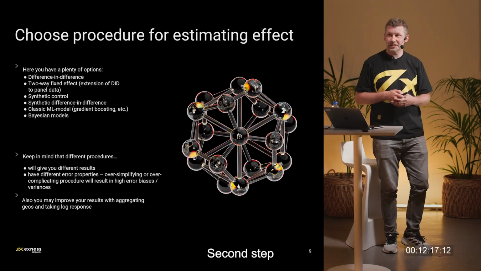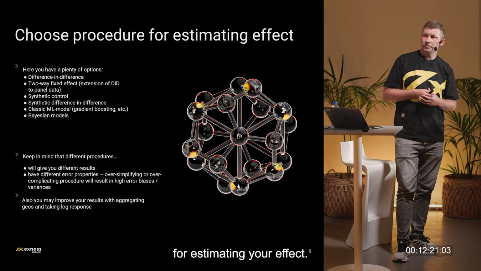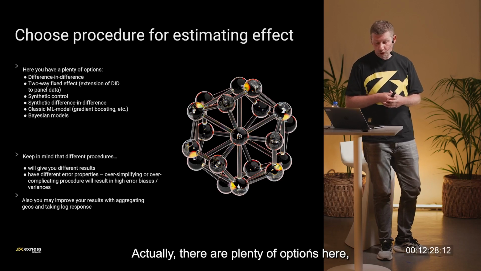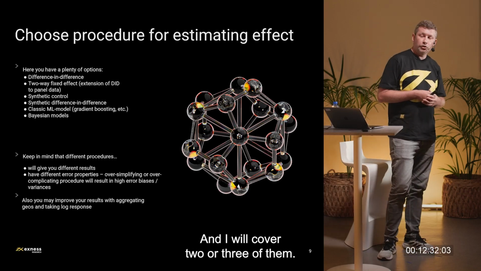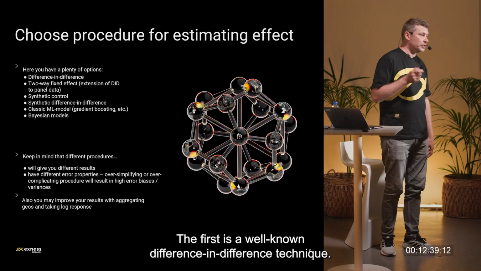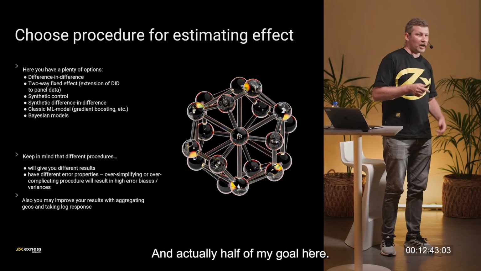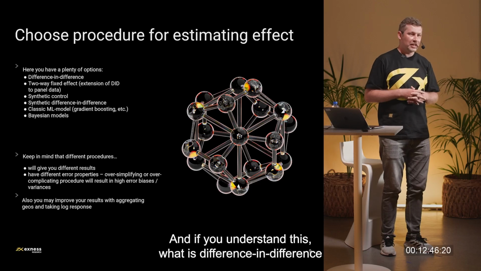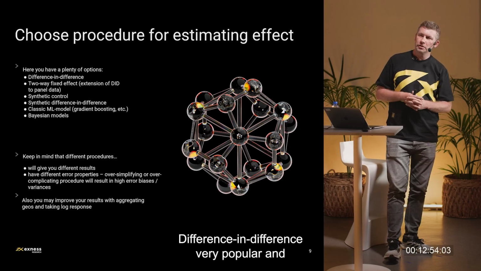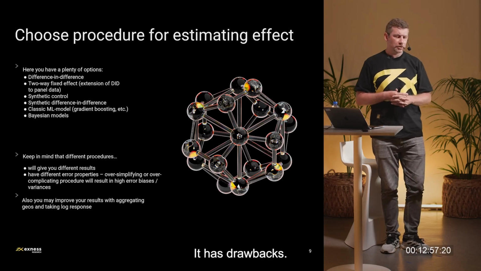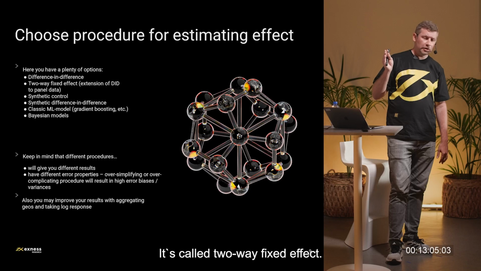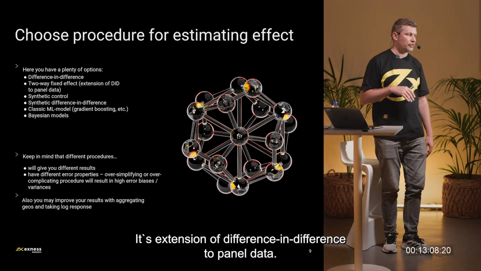The second pillar, the second step, is to choose a procedure for estimating your effect. There are plenty of options here, and I will cover three of them, which are listed on my slide. The first is the well-known difference in difference technique. Half of my goal here is that if you understand what difference in difference is, my mission will be achieved. Difference in difference is a very popular and powerful technique, but it has its own drawbacks, so we have another option: two-way fixed effects, which is the extension of difference in difference to panel data.